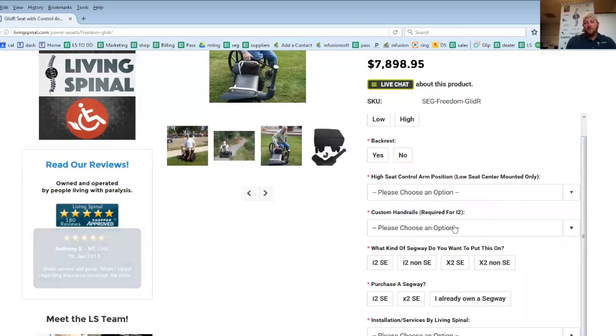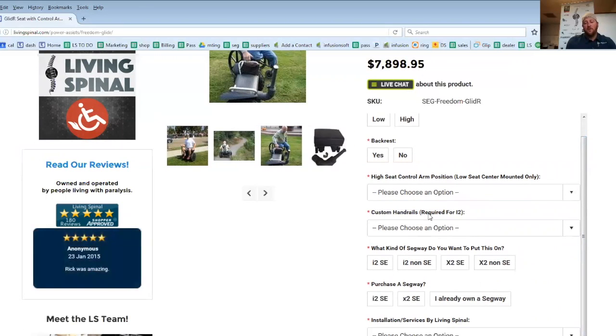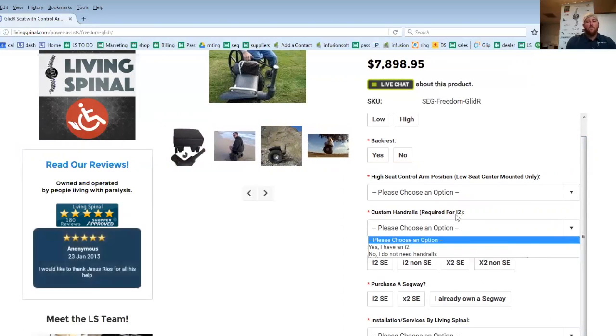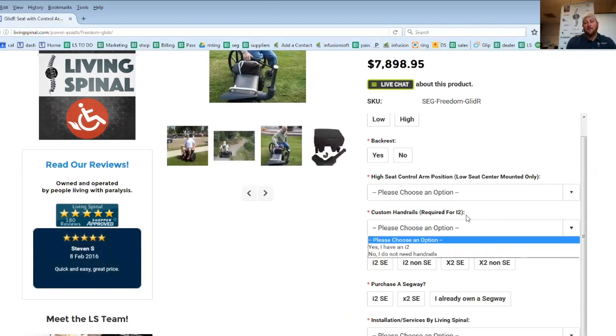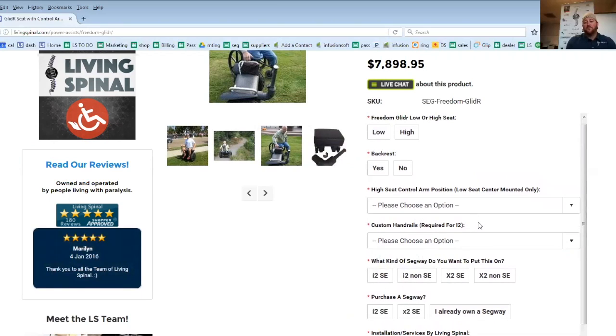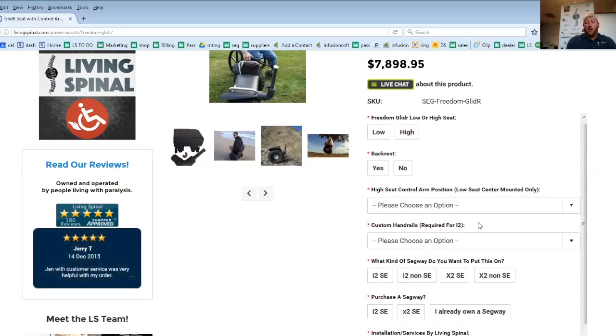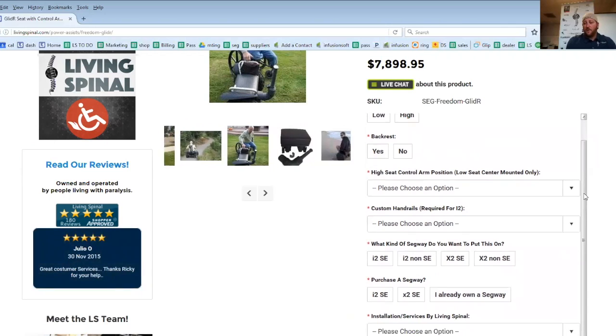The next one that we're going to choose is the custom handrails. As you can see here, it says required for the I2. The handrails that I2 sells for their normal Segways are not compatible with the seat. So Freedom GlidR has actually made the decision to also manufacture a handrail that does work well and is totally compatible with their own seat.